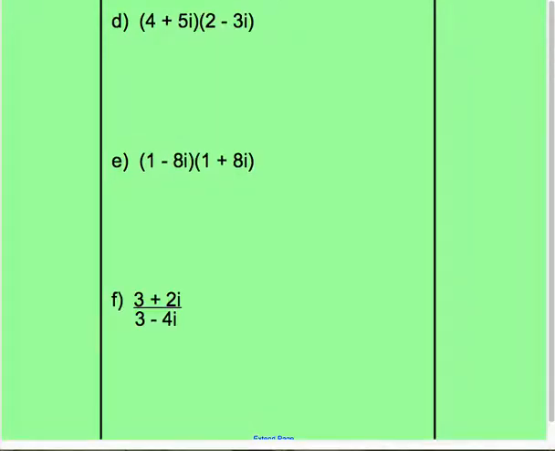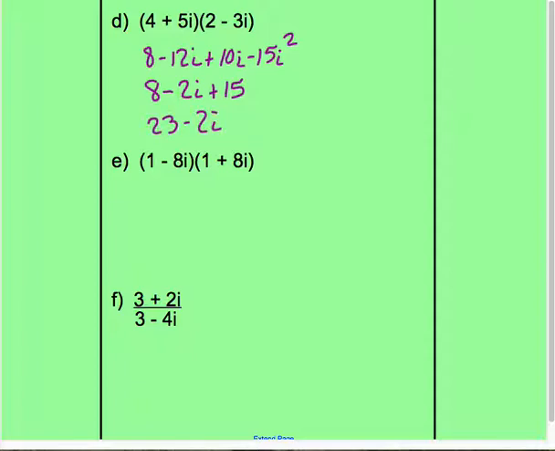Multiplying, same thing. FOIL your binomials just like you would FOIL a binomial with a regular variable. So we get 4 times 2, 4 times negative 3i, 5i times 2, and 5i times negative 3i gives us that negative 15i squared. So I'm going to combine my negative 12i and my 10i at the same time that I simplify my negative 15i squared. i squared is negative 1 times negative 15 makes that positive, adding that to the real part and making sure you get it in standard form.